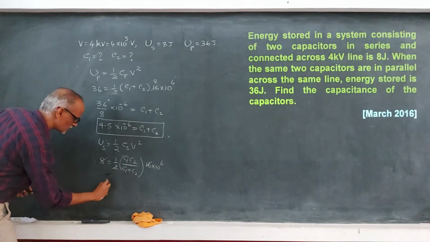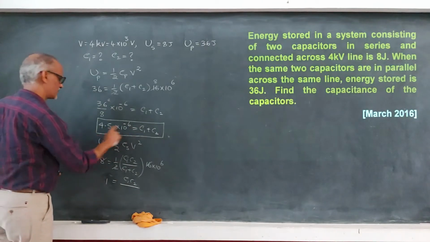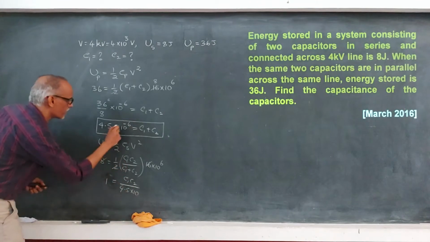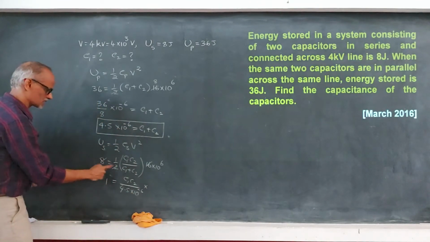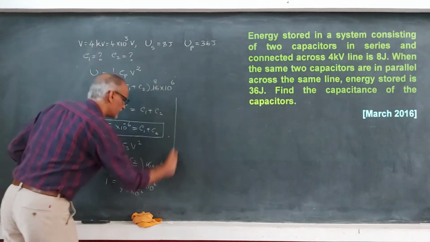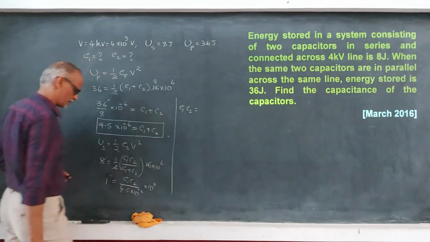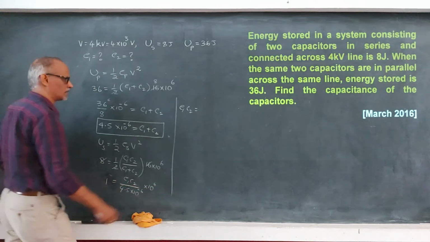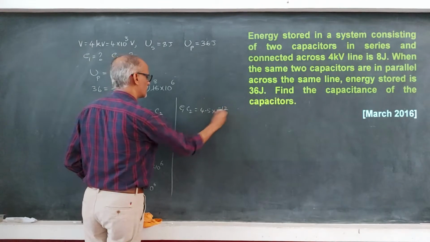Now, C1 into C2, let me write that, that 1 is equal to C1 into C2 by C1 plus C2, and here C1 plus C2 is 4.5 into 10 to the power minus 6, okay, minus 6 into 16 has cancelled. Now, this 10 to the power 6 is there. Now, what we get here is C1 into C2 is equal to 4.5. This will not get cancelled, this becomes 10 to the power minus 12. So, C1 into C2 is 4.5 into 10 to the power minus 12.